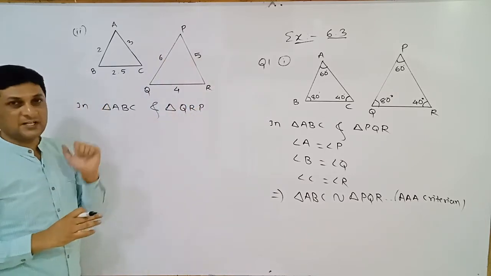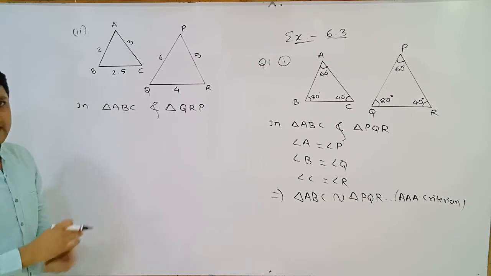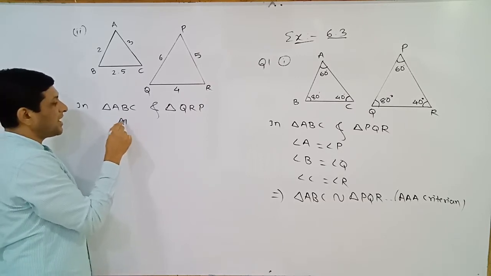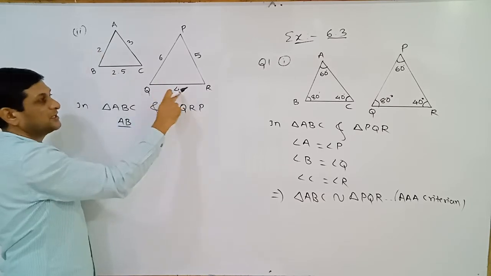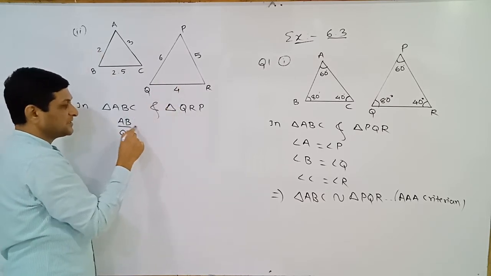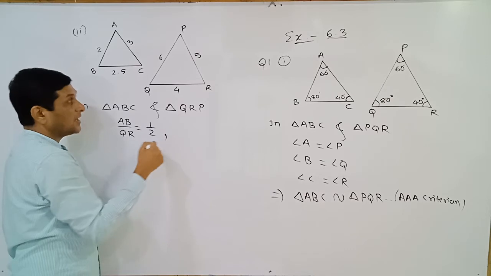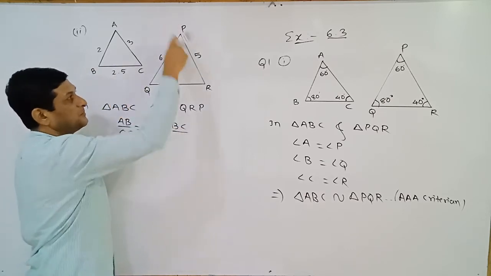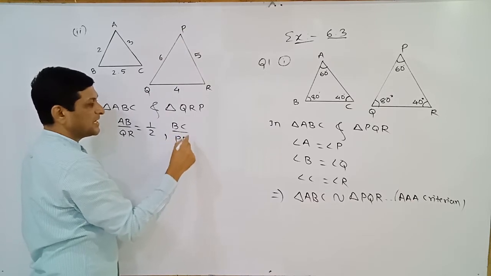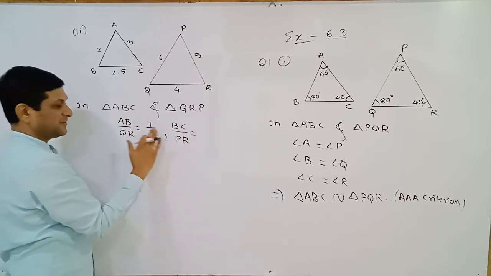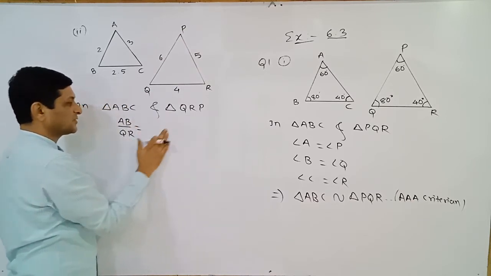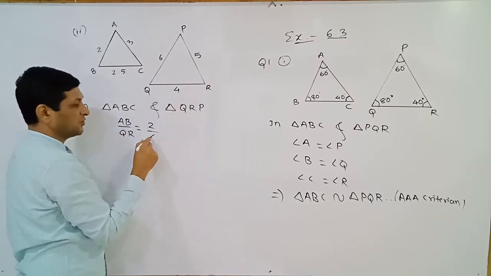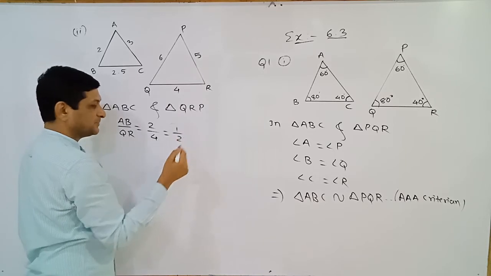So write down this correspondence very carefully if the triangles are similar. Now we can say that AB upon QR is equal to 1 by 2. Again, BC upon PR is also equal to, let us simplify by substituting the values. AB is 2, QR is 4, so the ratio is 1 by 2.